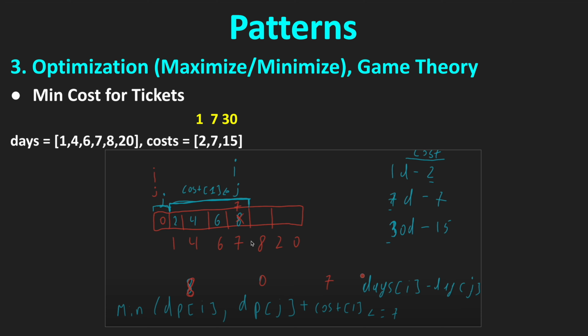Now we are going to the next one. The next day is the 7th day. So again, we are paying $2, and our total cost is now 8. Now let's stop at this point.